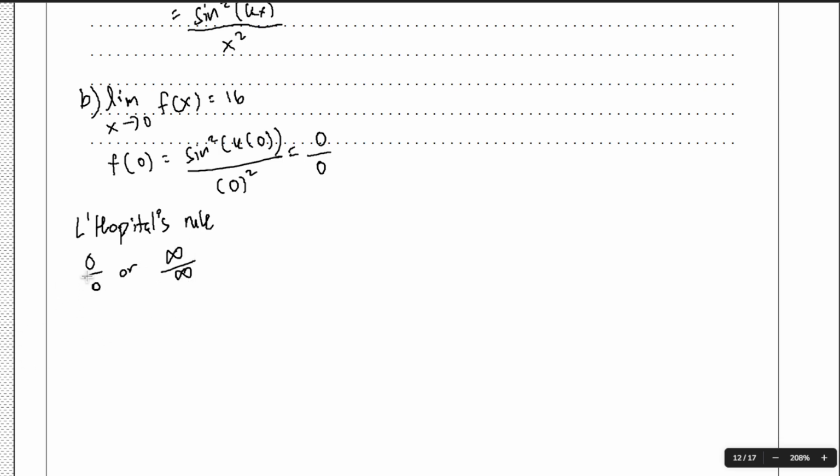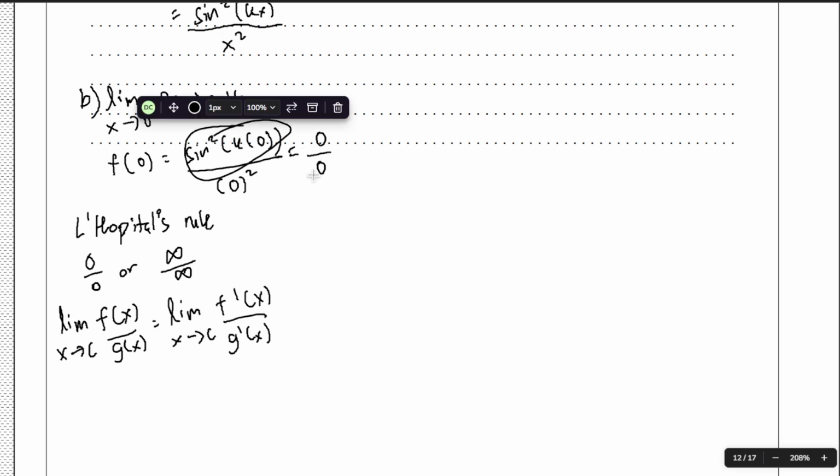L'Hopital's rule happens when you have a 0 over 0 or you have an infinity over infinity. Okay? So here, this would state that the limit as x goes to c of f of x over g of x is equal to the limit as x goes to c of f dash of x over g dash of x. So here, we just have to differentiate our top and bottom, f of x and g of x.